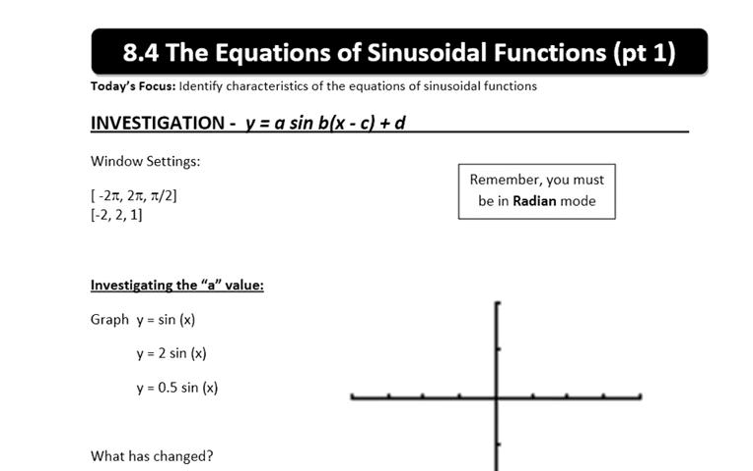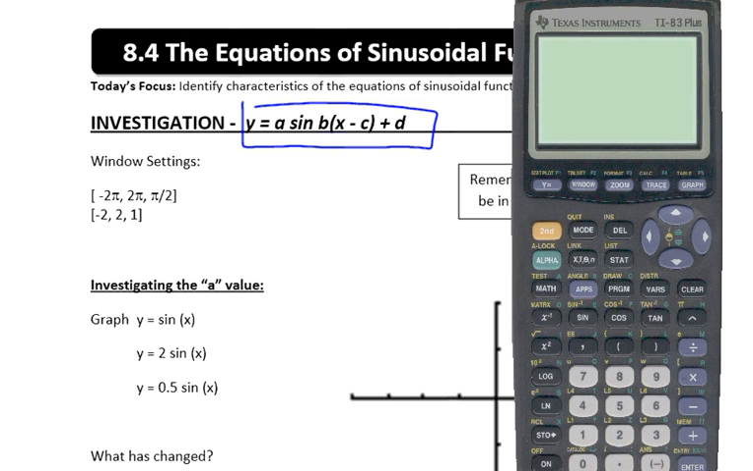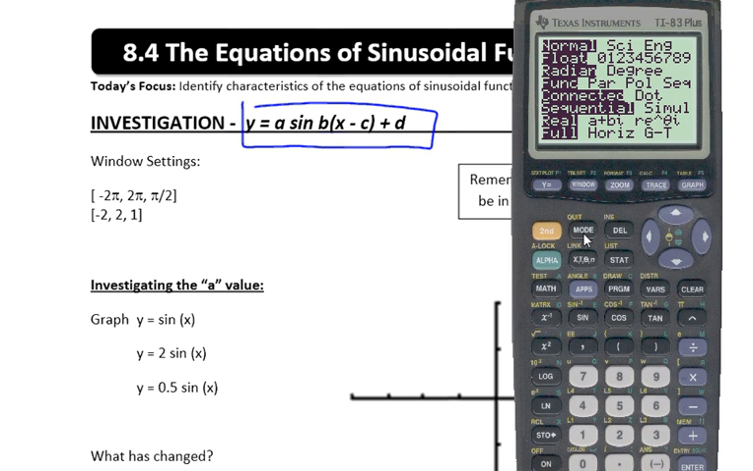So we're going to investigate this formula, y equals a sine x minus c plus d. We want to look at what each variable does. The first thing we want to do is make sure all our calculators are in the right mode. With your graphing calculator, can you please turn your mode to radian if it isn't already? The mode button is beside second, and just make sure radian is highlighted.